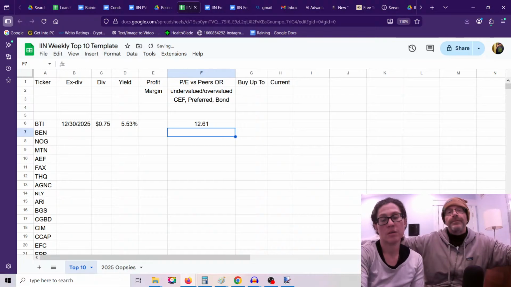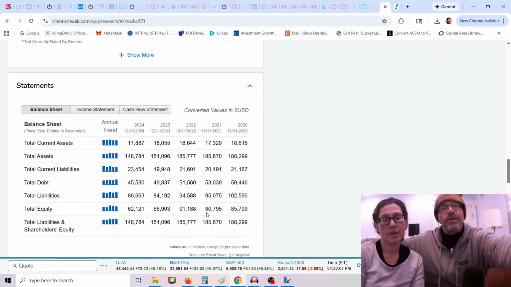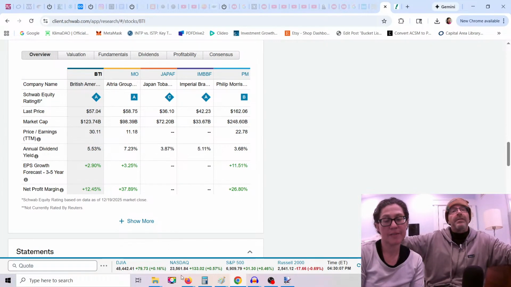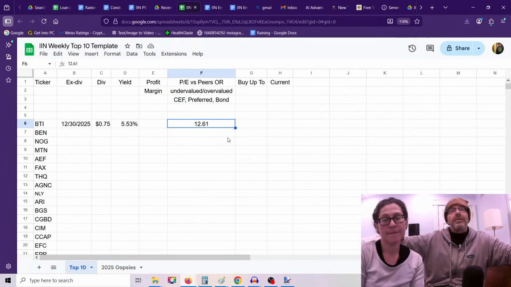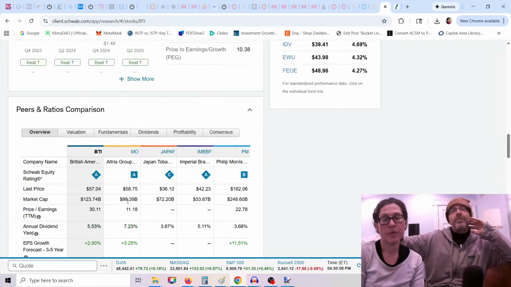Well, I'm not there yet, but I forget what I'm looking for. 12.45, the profit margin right there. Profit margin. Like, 12.45. You could do this one time and you can learn it. No, that one's 12.61 versus... We have to go look up the sector average PE now.